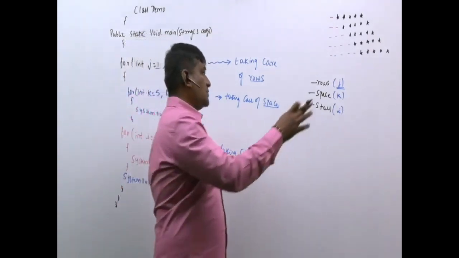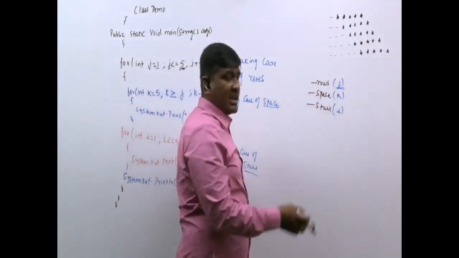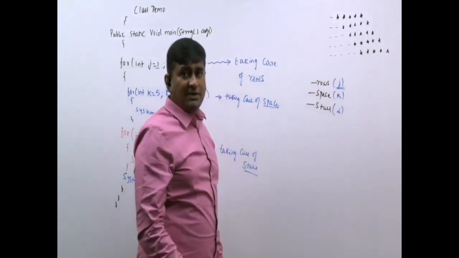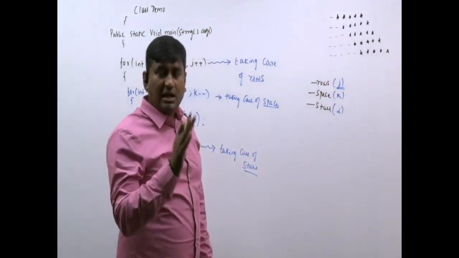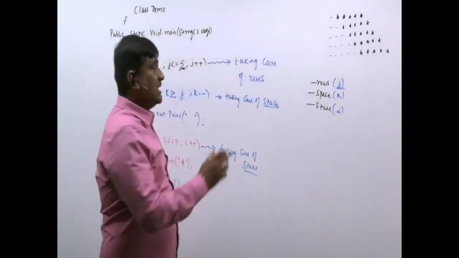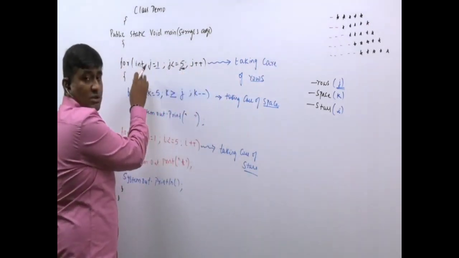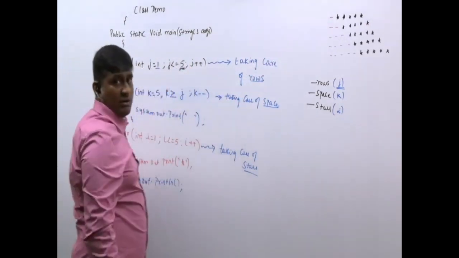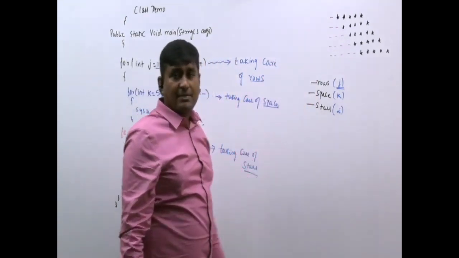Who will take care of rows? J. Stars, I. Space, K. Who will come first? Rows, space, stars. Rows. Always rows only come first. Hence, I should write the rows for loop. So for j equal to 1, j less than or equal to 5, because 5 rows are there.